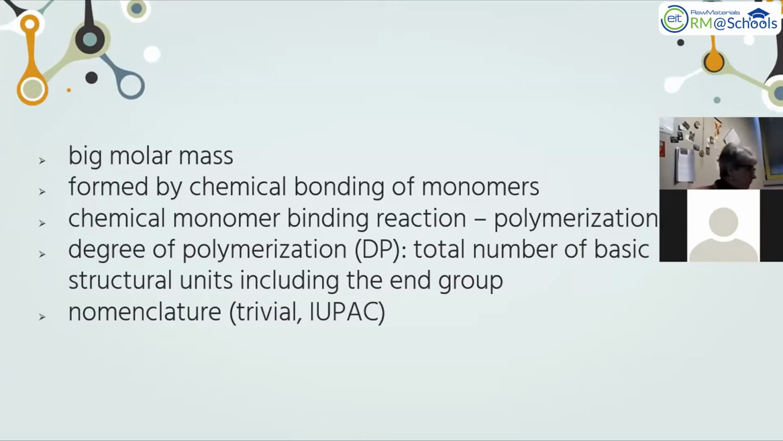At the beginning of the development of macromolecule chemistry, newly discovered polymers were called by trivial names, some of which are still used today. For example, cellulose, starch, nucleic acids, nylons, etc. And also we have the IUPAC nomenclature of polymers.